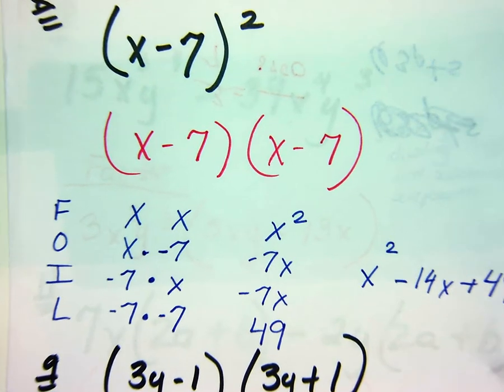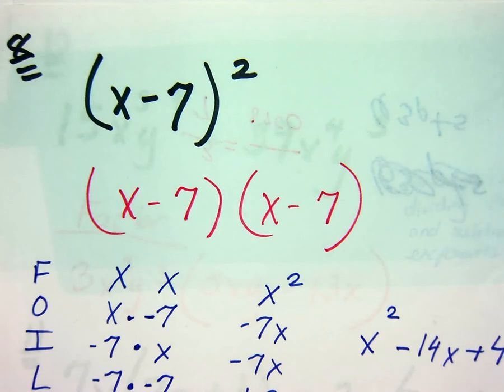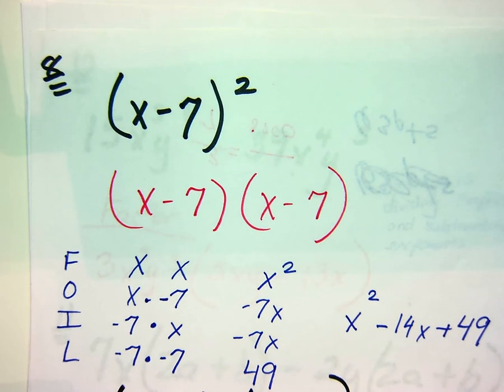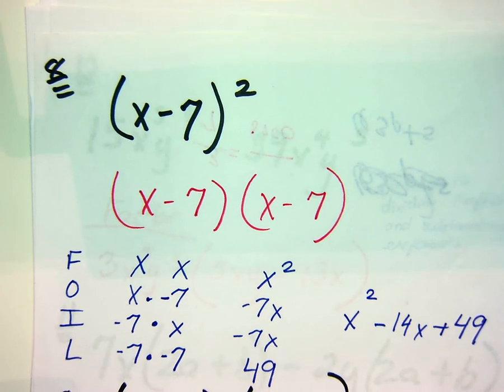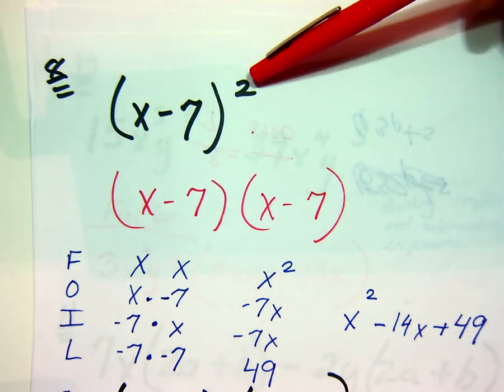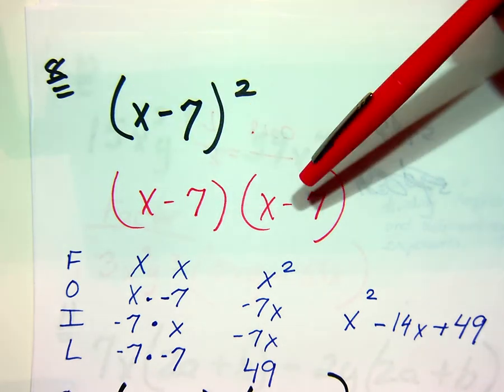Here's yet another one pertaining to FOIL. So my apologies, be patient while I try to get it in focus. Notice how you have x minus 7 squared. Now what the squared means is that you're going to have x minus 7 twice. Therefore it's written out right here.